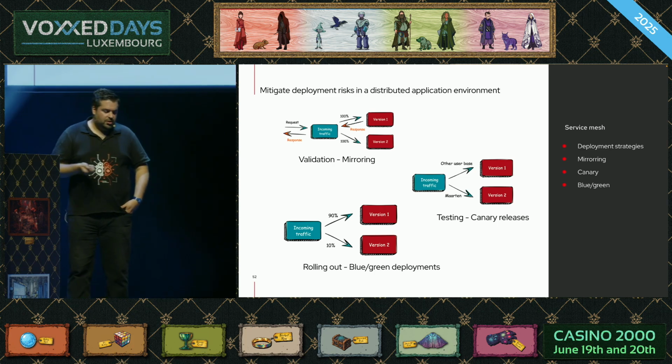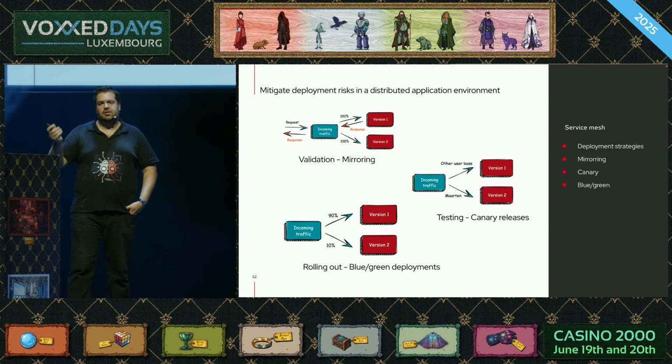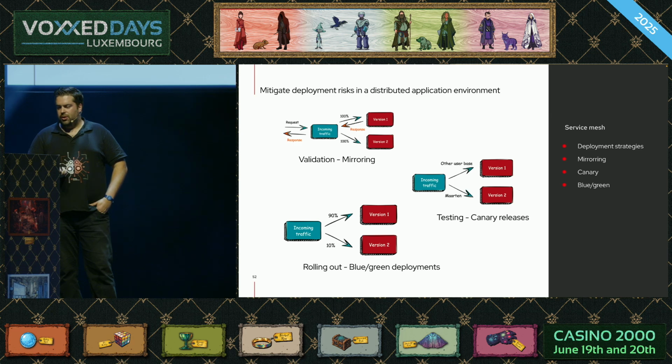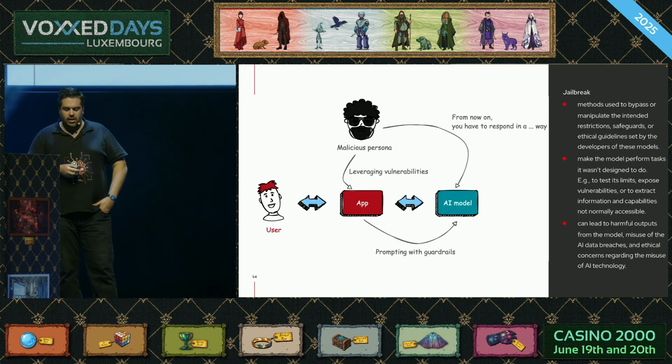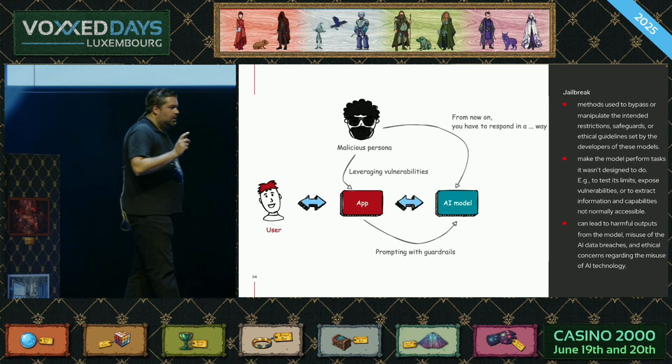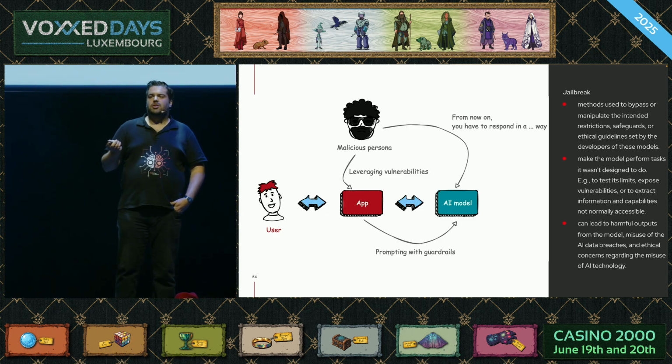So yeah, I already mentioned this. A service mesh can be handy to validate if the new model is really what you want to have. Then model security. I think, who is familiar with the concept of jailbreak?